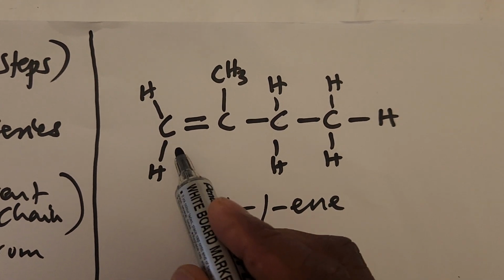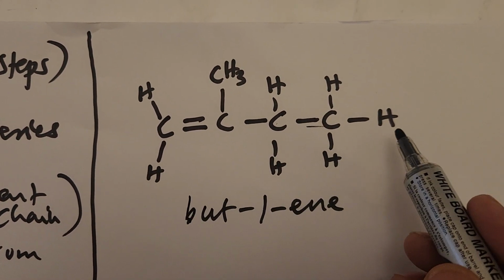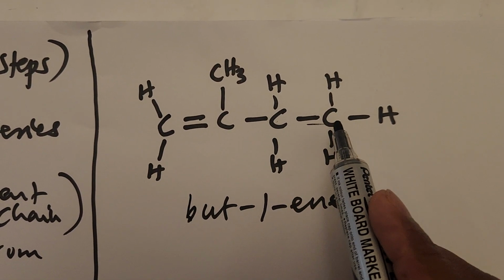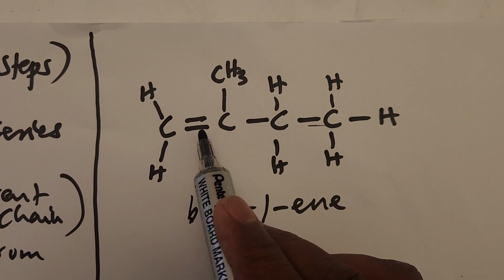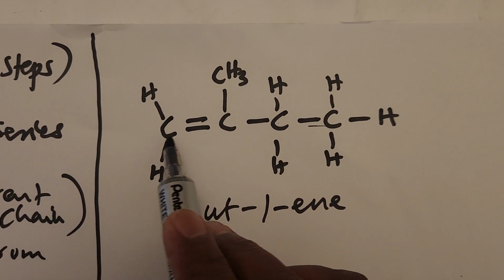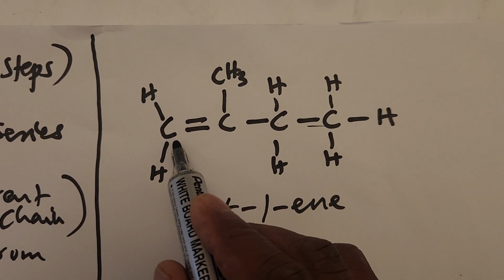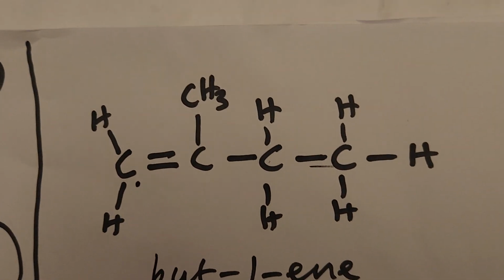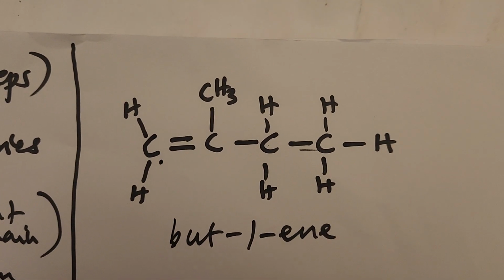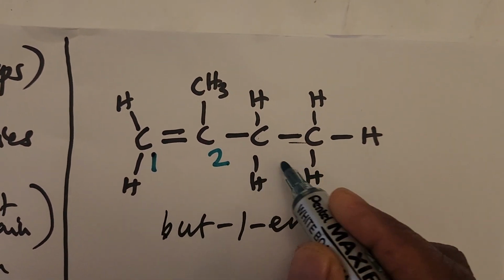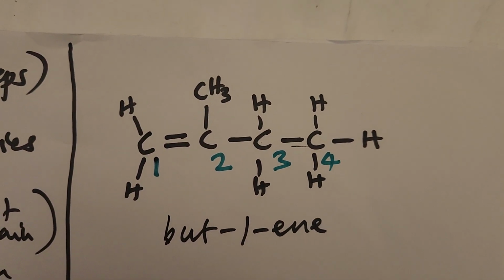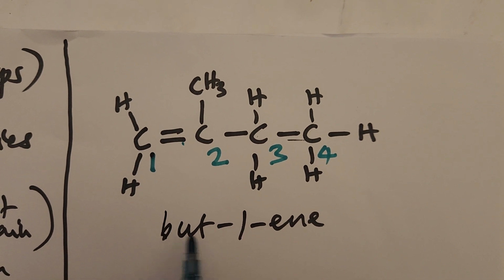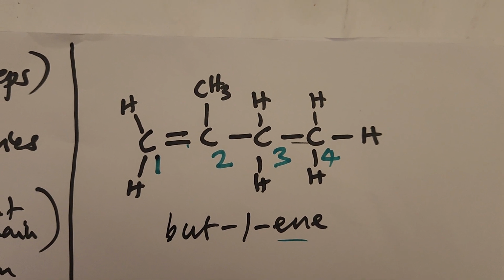In numbering, there are 4 carbons. Which side do we start to number, from the left or from the right? From the right, it is 1 2 3, so the double bond is at carbon number 3. From the left, the double bond is at carbon number 1. Therefore we follow this numbering: 1 2 3 4. There are 4 carbon atoms, but, and at carbon number 1 I've got ene, that's why we call it but-1-ene.